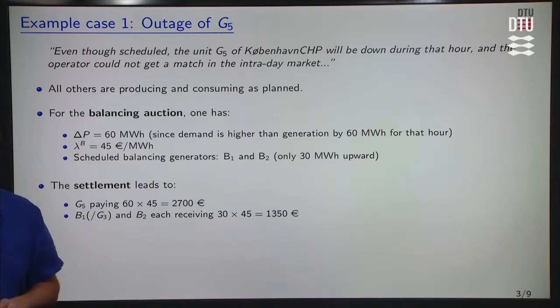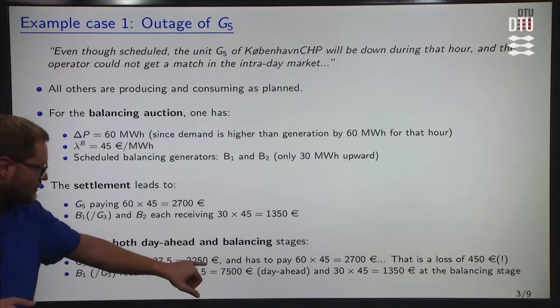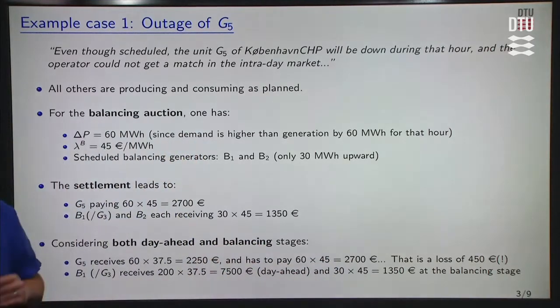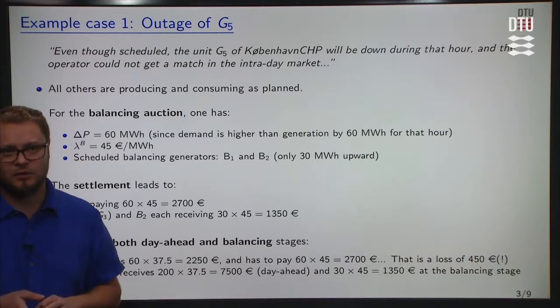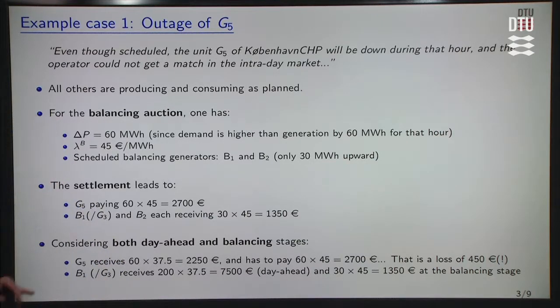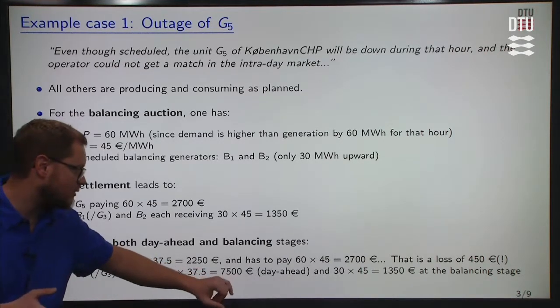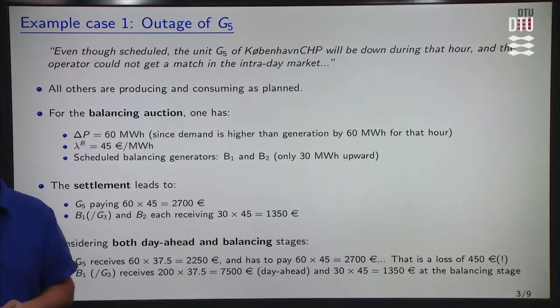If we were to look at the two market flows together, that means that G5 received from the day-ahead market 60 times 37.5, so that's 2,250 euro, but then this unit has to pay 60 times 45 equal 2,700 euro. So overall, that is a loss of 450 euro because this unit has not delivered the commitment through the day-ahead market clearing. For the balancing units, B1 had received already 200 times 37.5 at the day-ahead market, so that's 7,500 euro, and then will receive 30 times 45 equal 1,350 euro at the balancing stage. So that seems to be a good operation for B1.